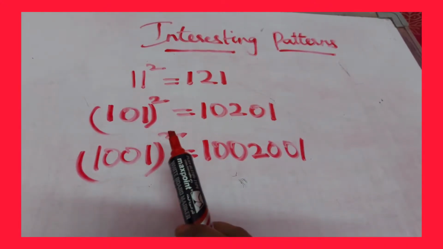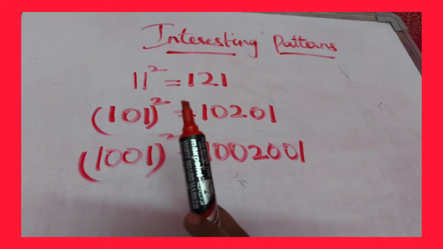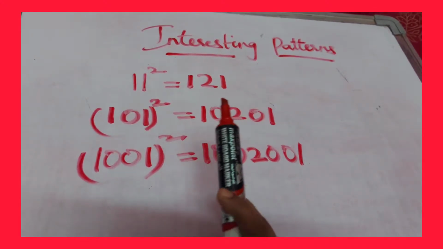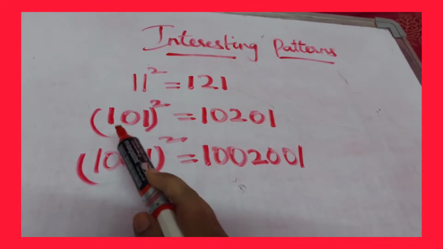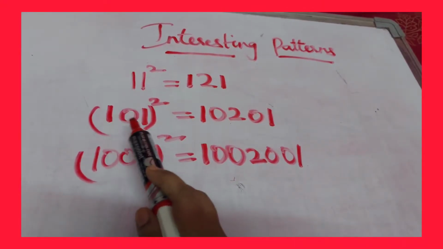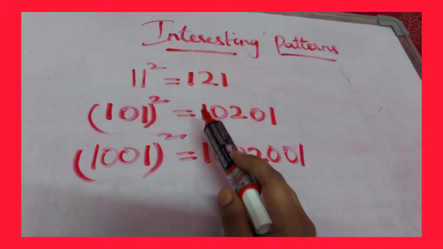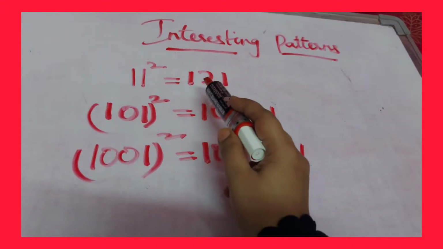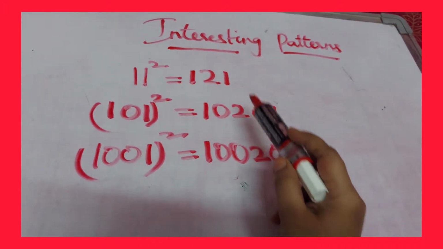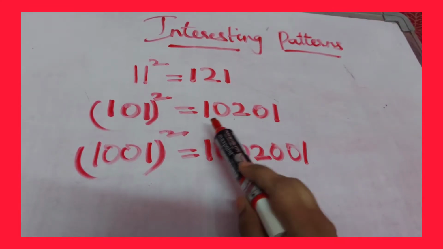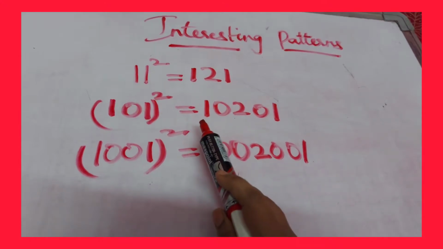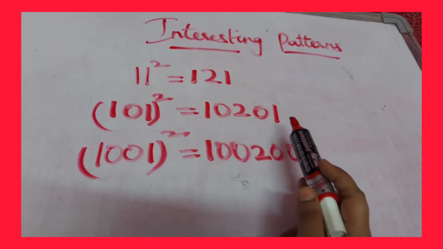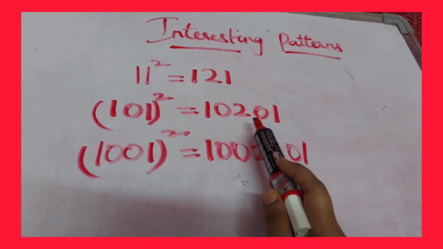If you do 11 into 11, it is 11 square. 11 square is 121. If you write a 0 in between these two 1s, what you have to do is, after 1 you write one more 0, then after 2 you write one more 0. 2 zeros you have to write. After this 1 you write one more 0, before this 1 you write one more 0.